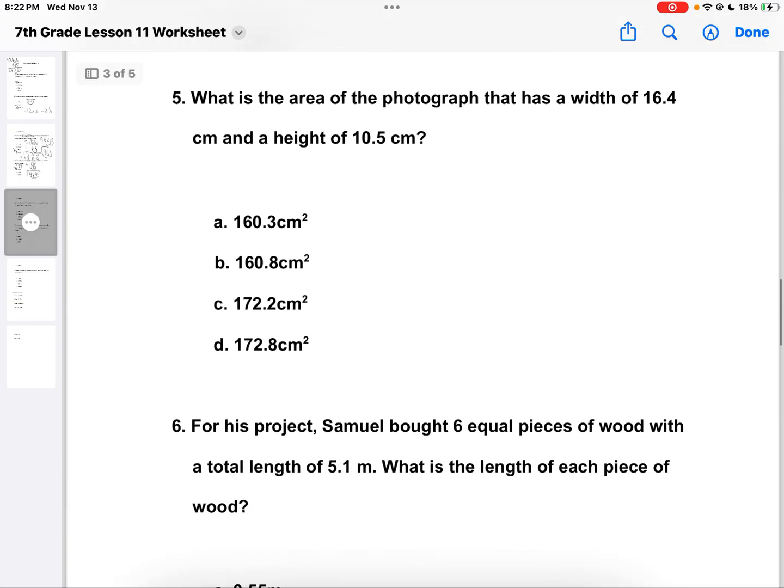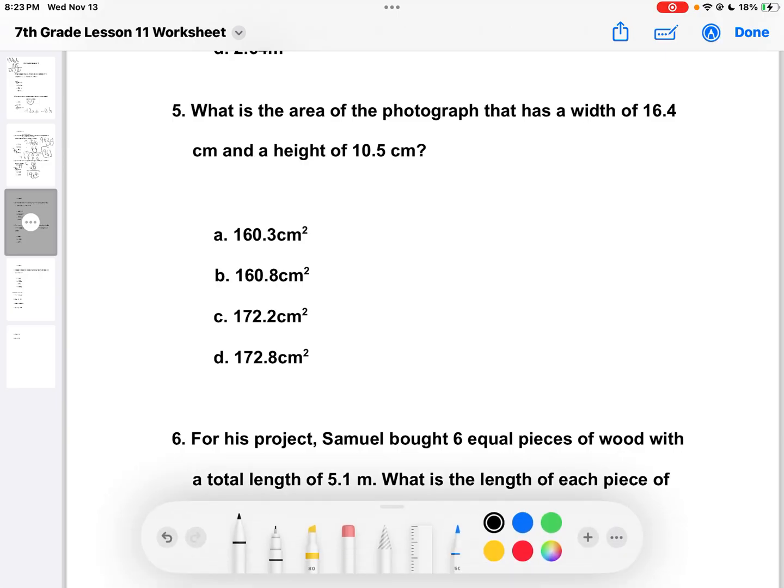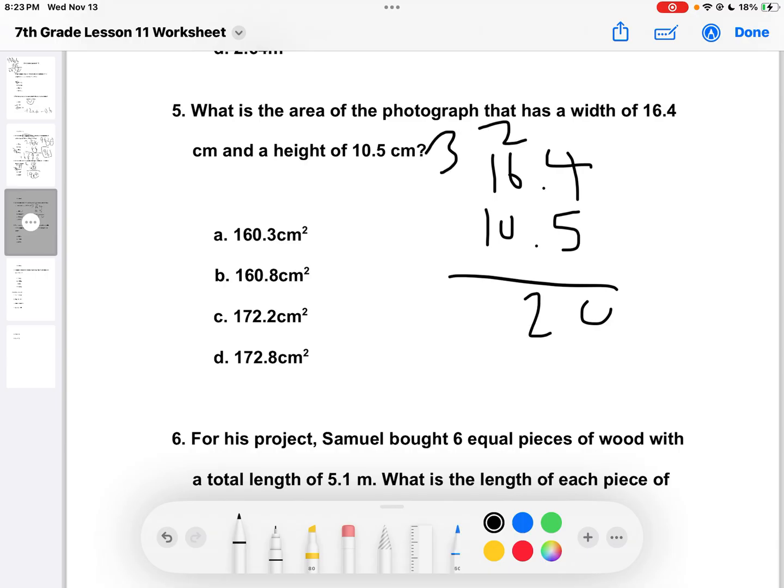So yeah, and then moving on to number 5, what is the area of the photograph that has a width of 16.4 centimeters and a height of 10.5 centimeters? So same thing, just multiply for area. 4 times 5 is 20, transfer the 2. 6 times 5 is 30, plus 2 is 32, transfer the 3. 5 times 1 is 5, plus 3 is 8, add a 0.